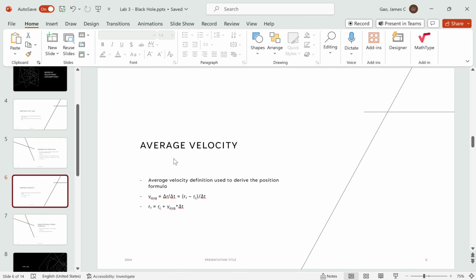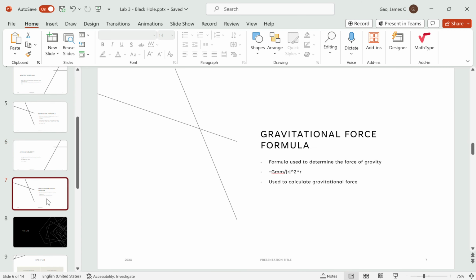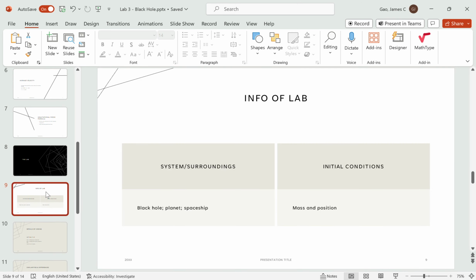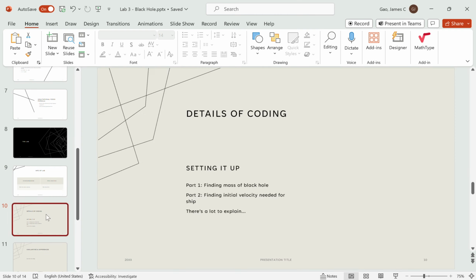And I also use the definition of average velocity to derive the position formula. And I also use the gravitational force formula to calculate gravitational force in my code. So now more into the actual lab. The system and surroundings were basically just the black hole, the planet, and the spaceship, and the initial conditions were just the mass and position of the things we know, such as the star or planet or stuff like that.